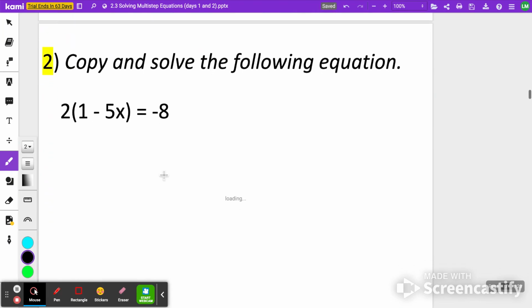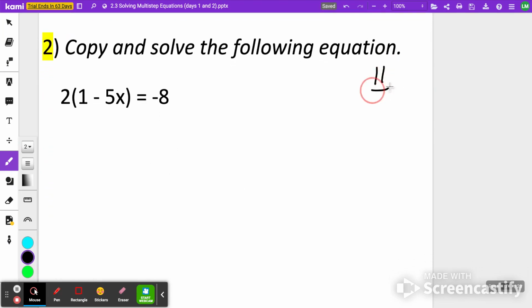Let's go on to question 2. Again, if you want to pause the video here and try this one on your own, you can. Otherwise, we can work on this one together, and let's go ahead and get started. My first step here is actually to distribute. I do have a number outside the parentheses that is going to distribute to everything inside the parentheses.